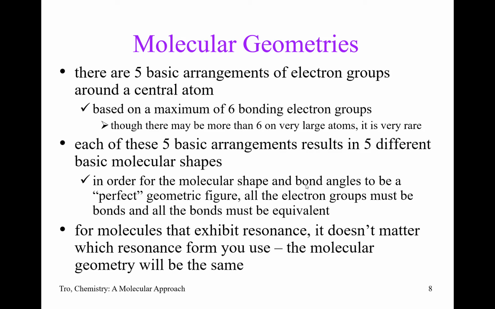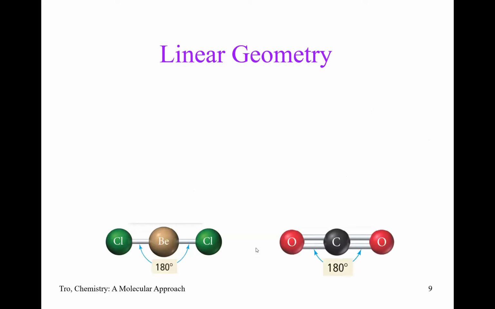In order for the molecular shape and the bond angles to be perfect geometry, all the electron groups must be bonds, and all bonds must be equivalent, but we know that they're not. Usually the shapes are a little distorted because some bonds are longer, some atoms are bigger, you can have more lone pairs on one atom, etc. For molecules with resonance, it doesn't matter which resonance structure you pick because the molecule is the same. And we'll see examples.